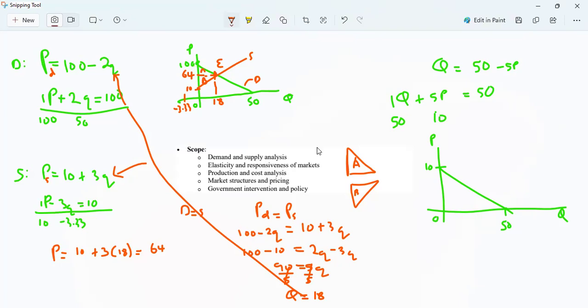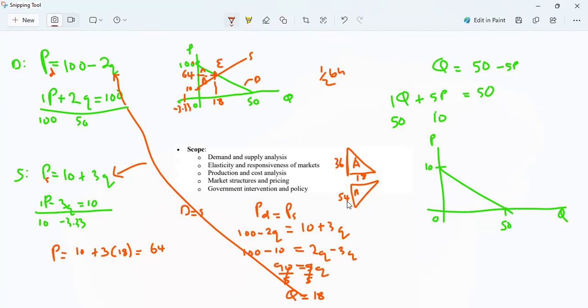This area is none other than a triangle, so you just need to know the dimensions. A triangle is given by half base times height, half BH. What is the base? From here to here, it is 18, for both of them. The height for the consumer surplus is 100 minus 64, which is 36. For triangle B, the producer surplus, the height is 64 minus 10, which is 54.